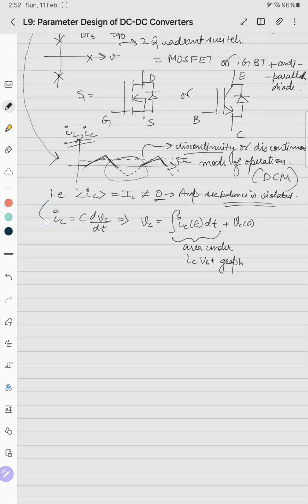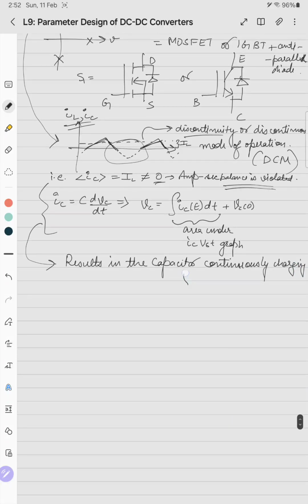Now this results in the capacitor continuously charging. Now what happens if the capacitor has no discharge time and no discharge?